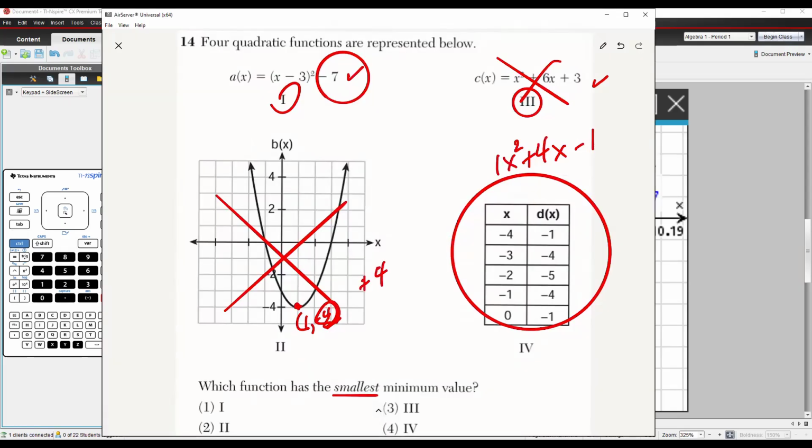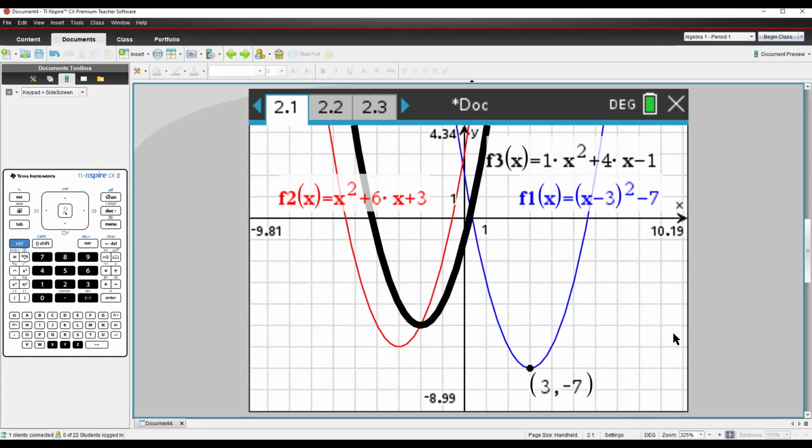So this one is number 1. This one is number 2. Was that right? Actually, whoops. This one was number 2, this one was third, and this one was 4. But here is our answer. This one is the lowest, so that's what we would choose. And that's an easy way to do it.